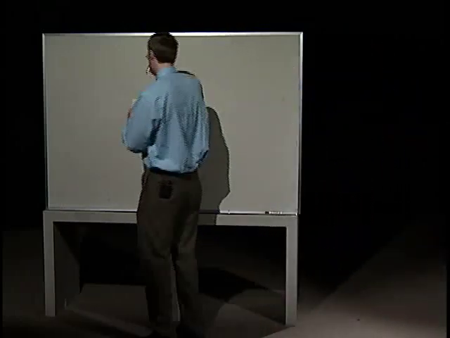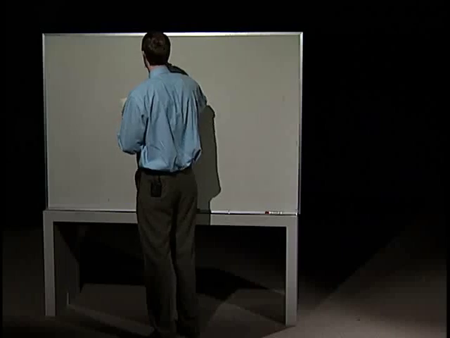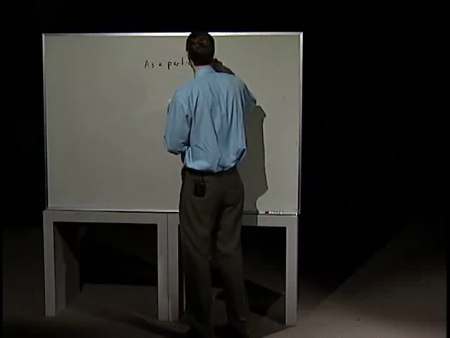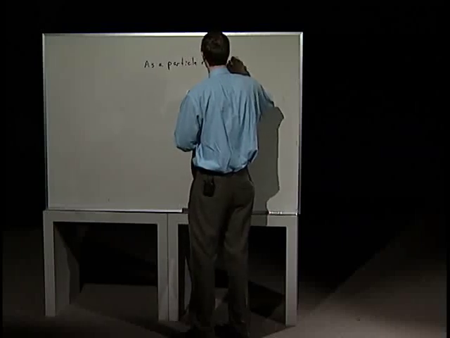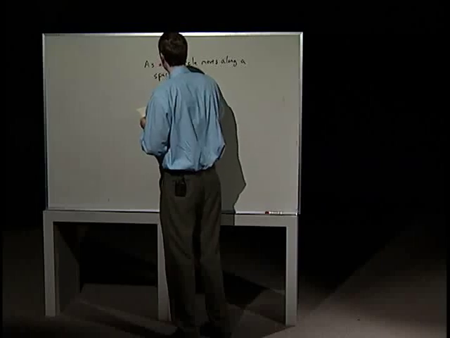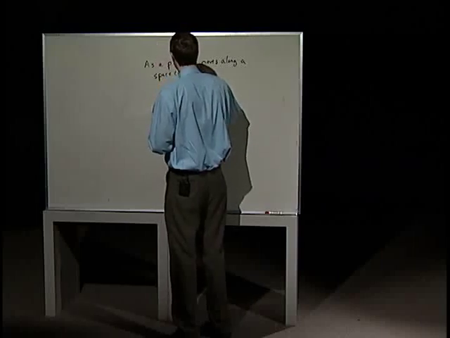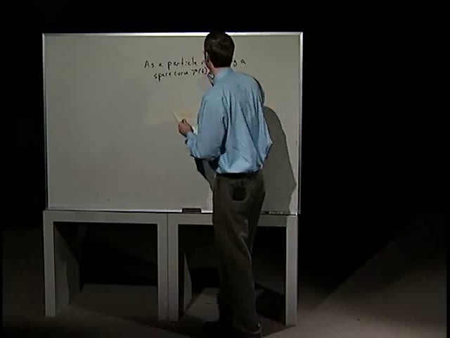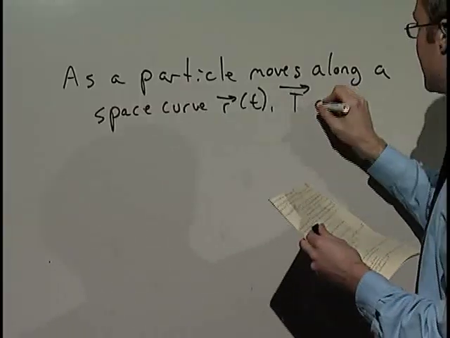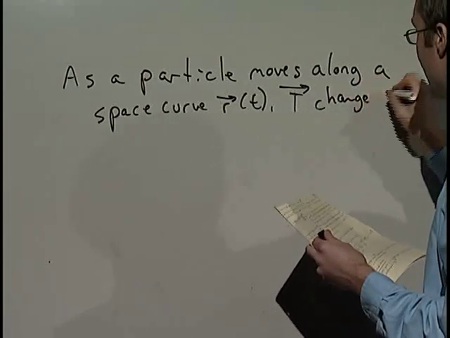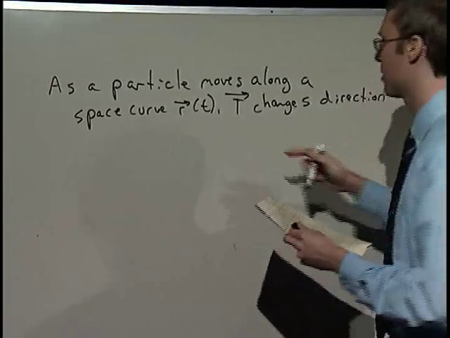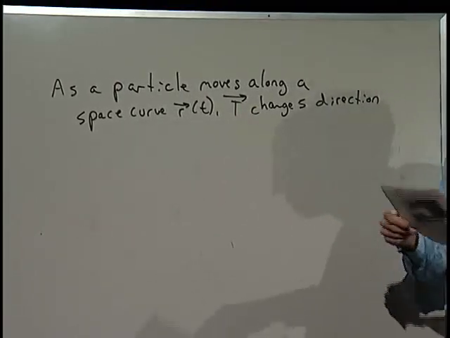So, what we have is some particle. As a particle moves along a space curve r of t, well, T, which was the unit tangent vector we talked about last time, changes direction. Remember, T was always pointing in the forward direction of the curve at any time little t, right?